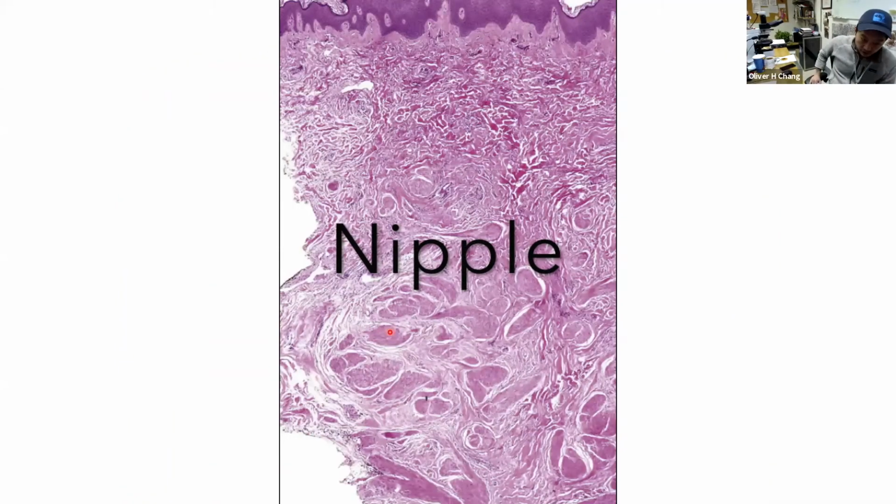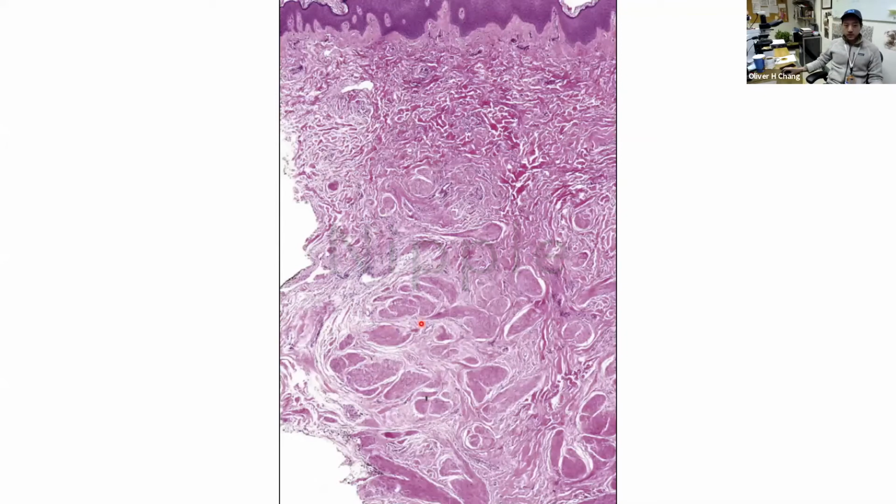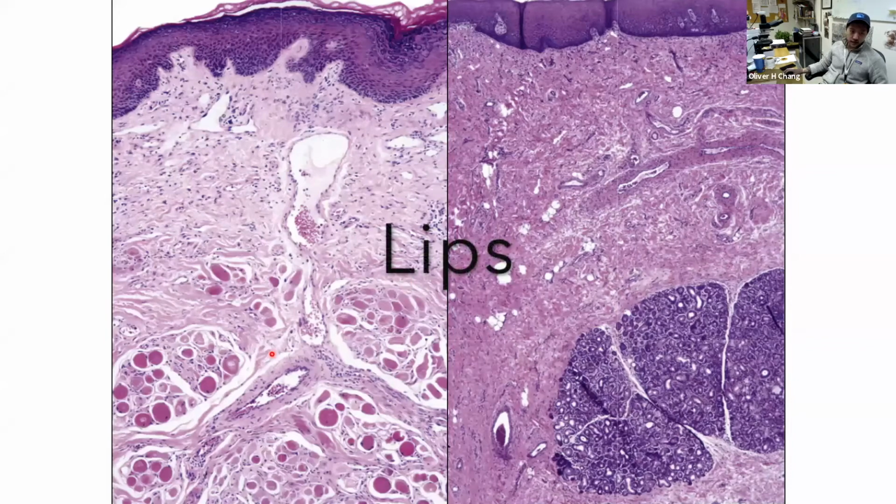Lots of smooth muscle bundles. This happens to be the nipple. You have 2 sides to the lip: cutaneous side with the muscle and adnexal structures. You'll have hair. You'll have a keratinizing epidermis. And then the mucosal side, which is a non-keratinizing epidermis, no adnexal structures, and you're going to have stuff like minor salivary glands.